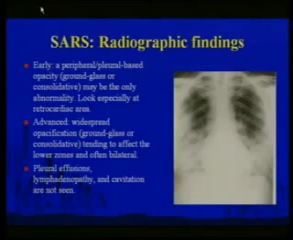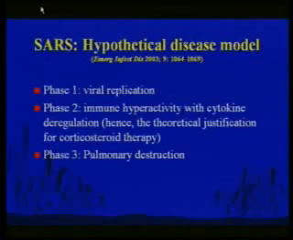Pleural effusions, lymphadenopathy and cavities are not seen. So just looking like a common cold that goes bad, right? And you develop severe hypoxemia. And it's suggested that what happens is the virus begins to multiply, and then you get immune hyperactivity, cytokines, and then it begins to destroy the lungs.